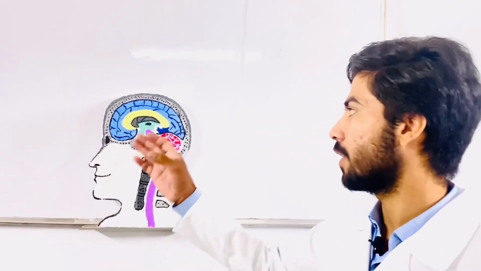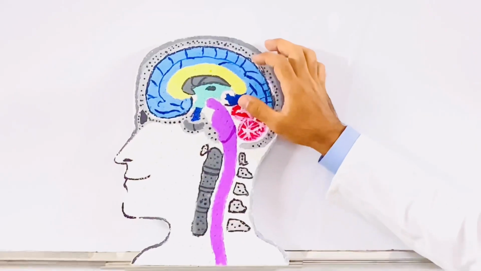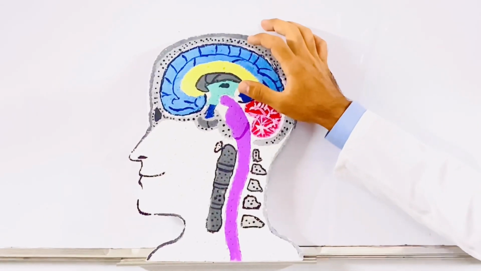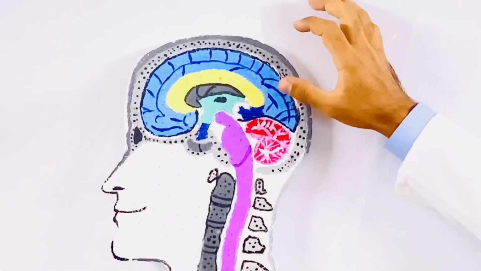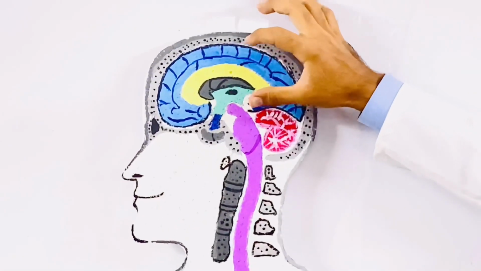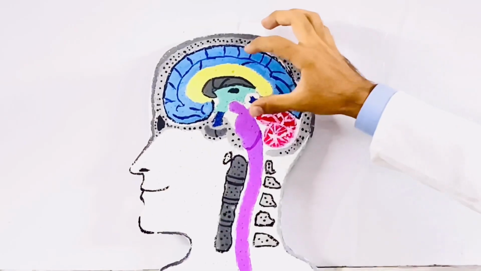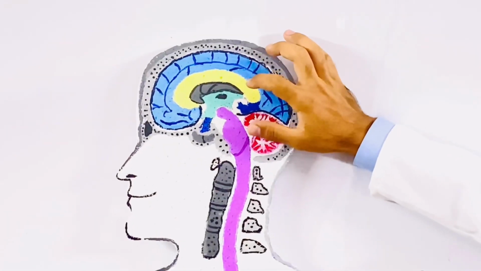Today my topic is the human brain. The brain is protected by the skull and the meninges. The central nervous system consists of the brain and the spinal cord. The largest part of the brain is the hemisphere. The two hemispheres are connected by the corpus callosum.